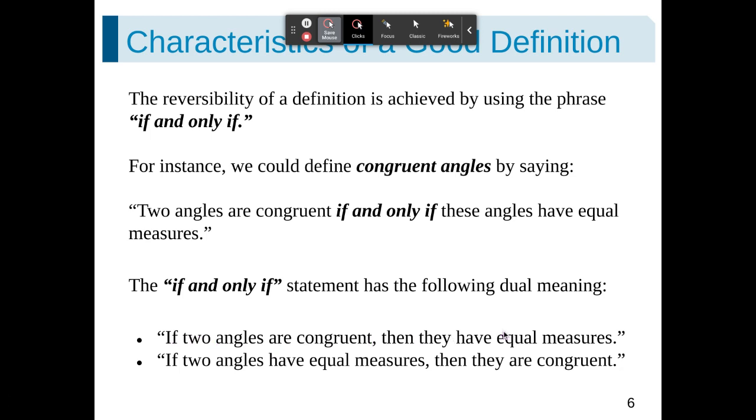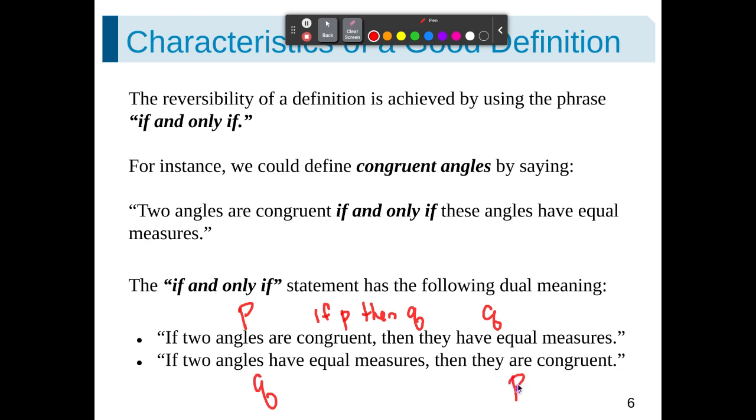So it's if-then, and a lot of times we think about this as, let me grab my pen, for example, this would be considered our P and this would be considered our Q. Remember, if we talked about conditional statements, this would be an if P, then Q, like this first one. Then vice versa, this would be our Q and this would be our P. So this would be an if Q, then P. And once again, that's the idea of if and only if. So now we can go both ways with that if and only if statement.